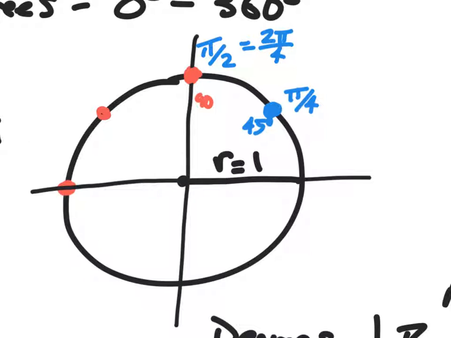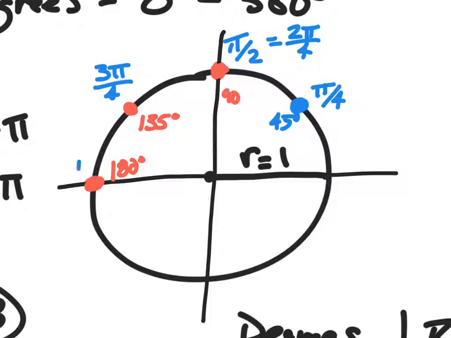Now, if I add 45 degrees to 90, that's going to give me 135 degrees. That would be 3 pi over 4 radians. If I add another 45 degrees to this, we're going to get 180 degrees, which we already know is pi radians. If I add another pi over 4 radians to that, it's going to give me 4 pi over 4, but that simplifies down to pi.